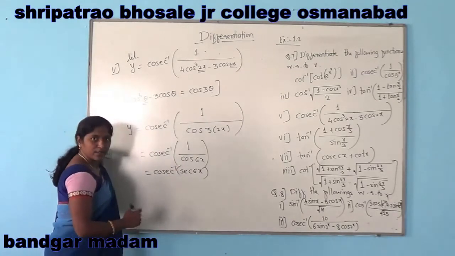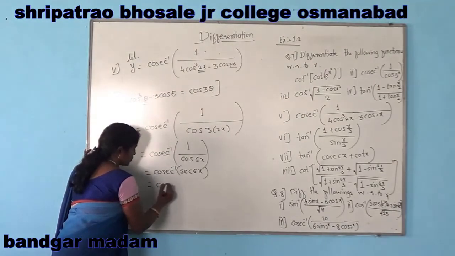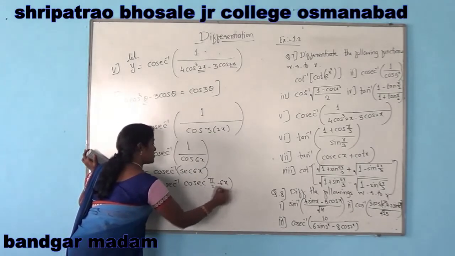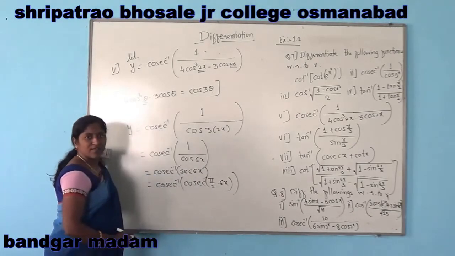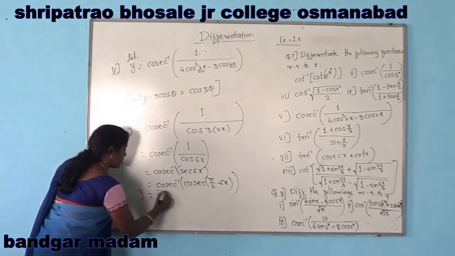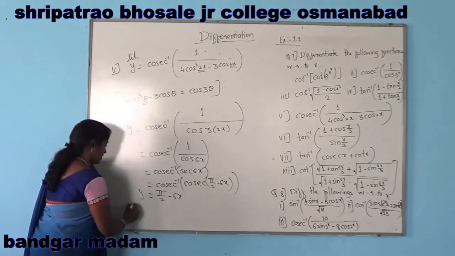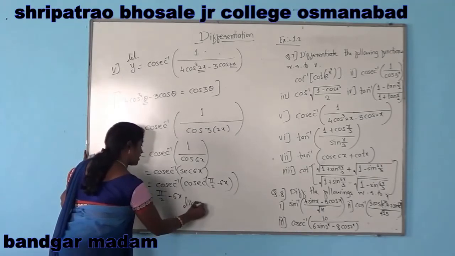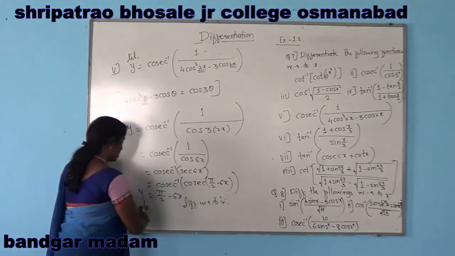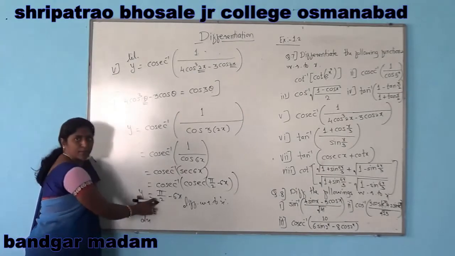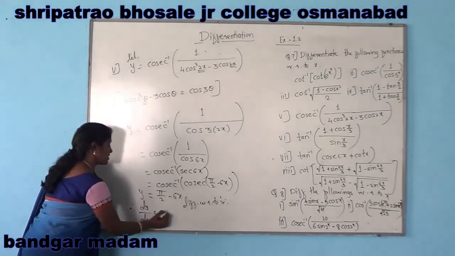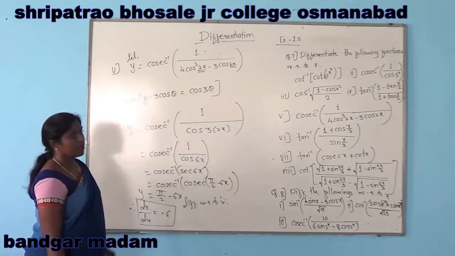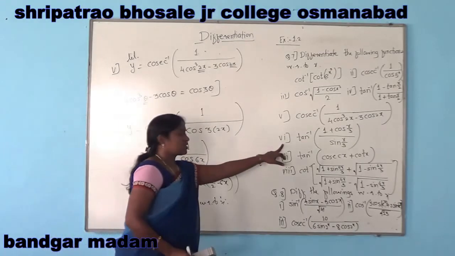Now convert this sec into cosec, which is equal to cosec inverse of cosec of pi by 2 minus 6x. We can cancel cosec inverse and cosec, and we get y is equal to pi by 2 minus 6x. So our derivative will be, differentiating with respect to x, dy by dx will be derivative of pi by 2 is 0, derivative of minus 6x is minus 6. This is our required derivative. Now we are going to solve sixth example.